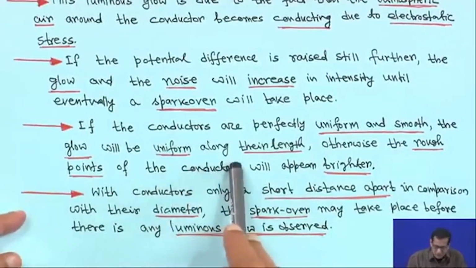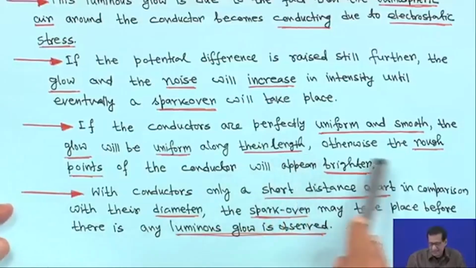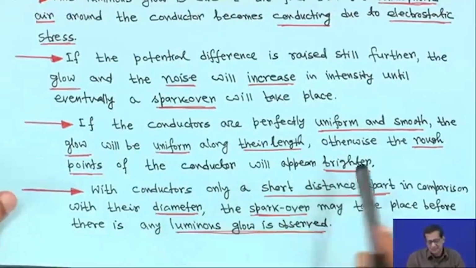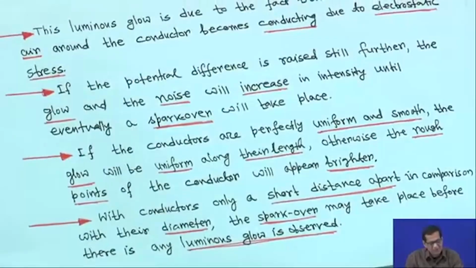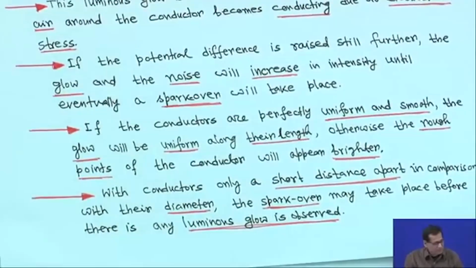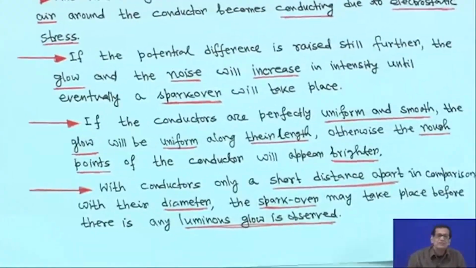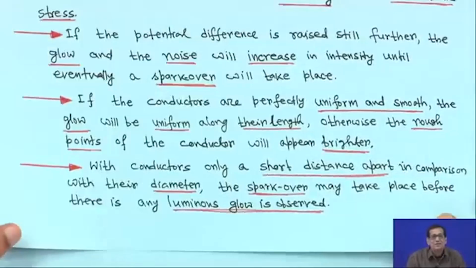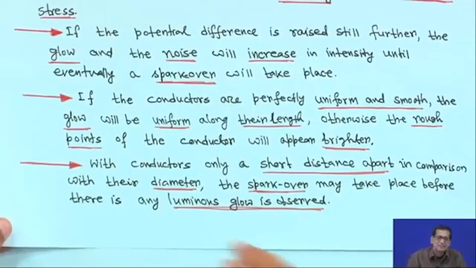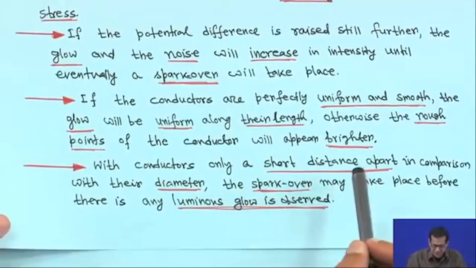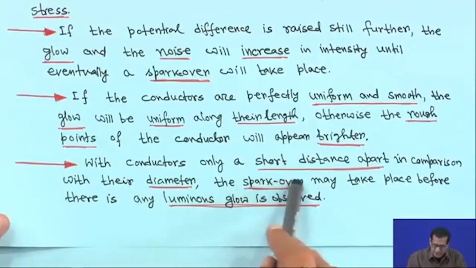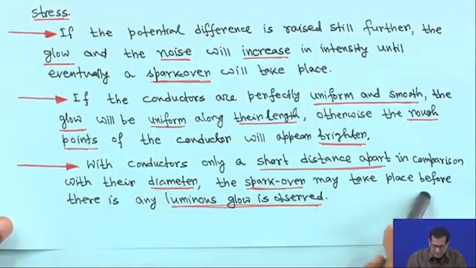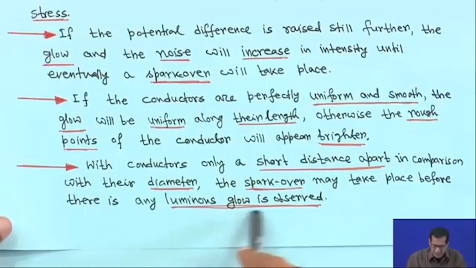The glow will be uniform along the length if the conductors are perfectly uniform; otherwise the rough points of the conductor will appear brighter. I mean, if the conductor surface is not smooth, wherever rough points are there, the luminous glow will be much brighter than the smooth portion of the conductor. With conductors only a short distance apart in comparison with the diameter, the spark over may take place before any luminous glow is observed.